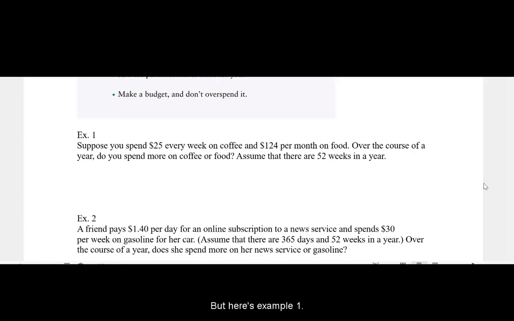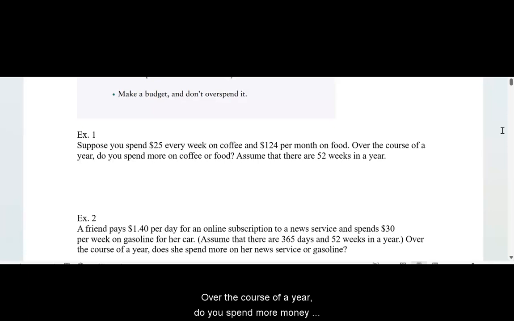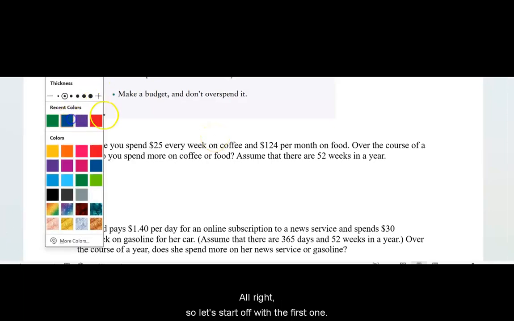Here's example one. Suppose you spend $25 every week on coffee and $124 per month on food. Over the course of a year, do you spend more money on coffee or food? What we want to do here is assume, of course, that there are 52 weeks in a year, and we know that there are also 12 months in a year, and so we are going to use that as we do our calculations. All right, so let's start off with the first one.